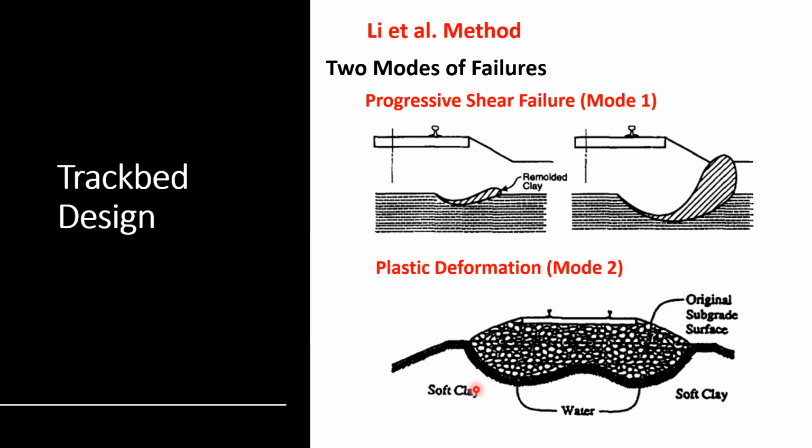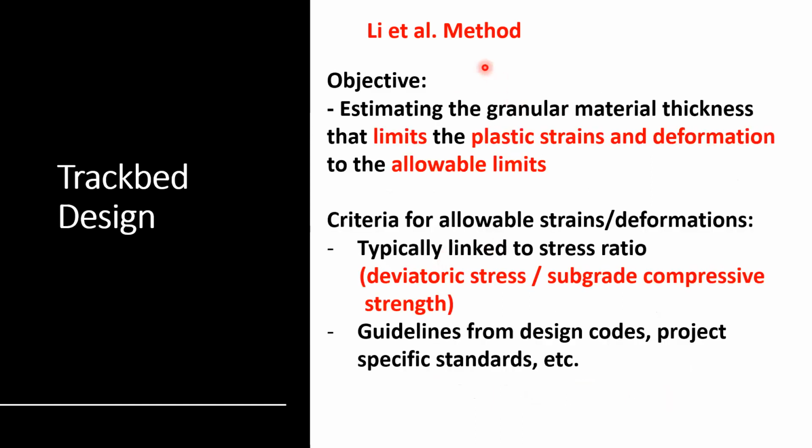The schematic talks about soft clay, but this is not necessarily even non-plastic silt with sand or stiff to hard clays. Again, if the thickness is not designed properly, the amount of loads that you can get here might be excessive. So the objective of this method is basically to estimate the granular material thickness that addresses two criteria, the plastic strains and the deformations. You want to keep them to an allowable limit.